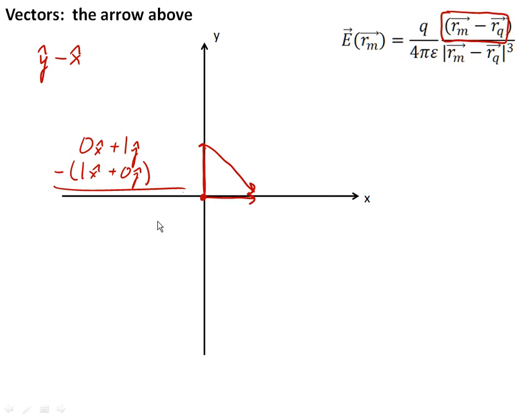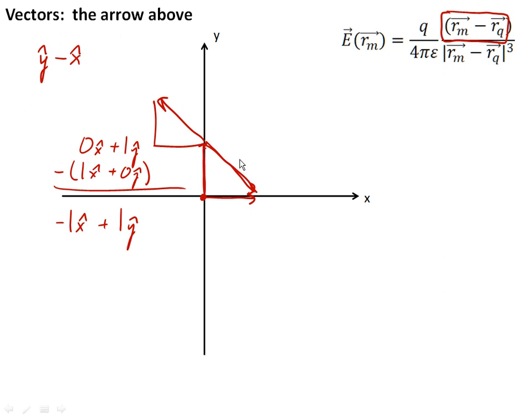So let's do our subtraction problem and see what we get. Essentially we get 0 minus 1, so minus 1 x, plus 1 minus 0 y, 1 y. And if we plot that vector, rather than get a vector that goes down in this direction, we get one that goes negative 1 that way, 1 that way. So we get a vector that goes up that way. So this is a little strange.